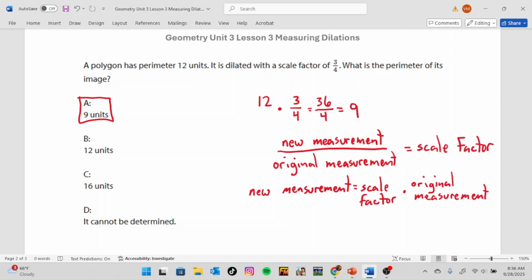So you can see how I figured this out. If you wanted to double check, we're now saying that new measurement is 9. We said the original measurement was 12. Well, I know this isn't in simplest form because they can both be divided by 3. So if I divide the top and bottom by 3, then 9 divided by 3 is 3. 12 divided by 3 is 4. And there is my scale factor that they gave us. So when I double check, I can see that I'm correct.